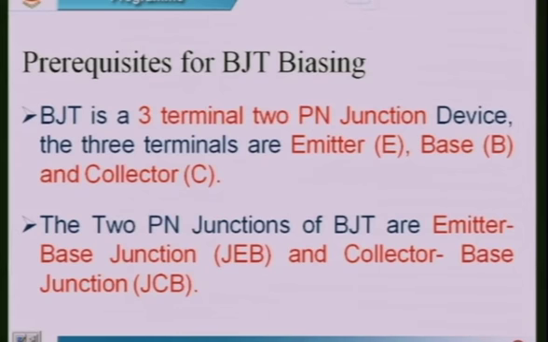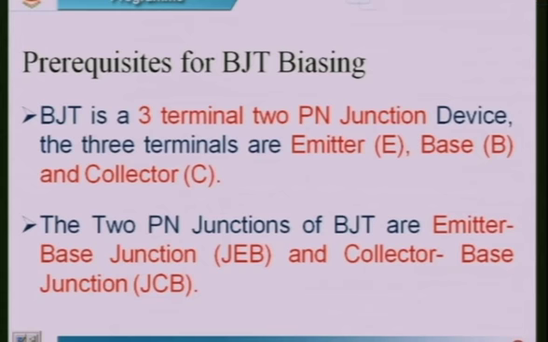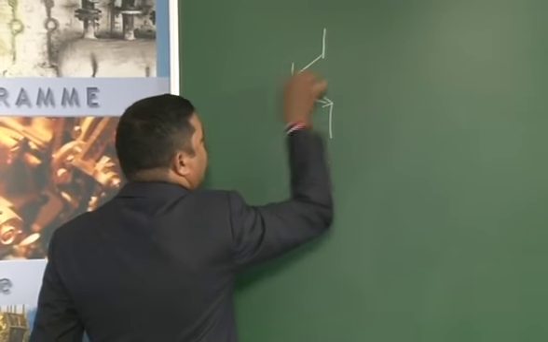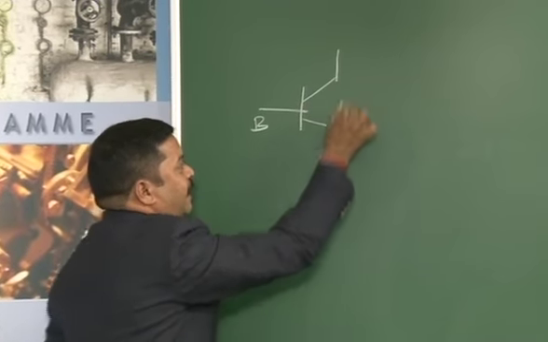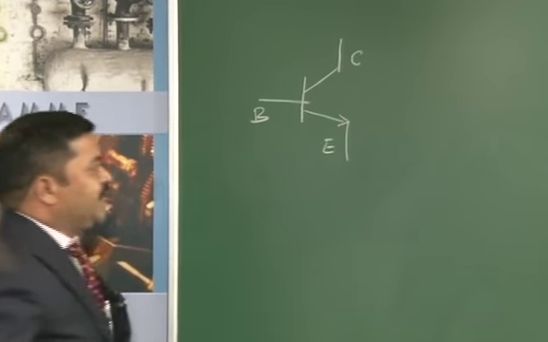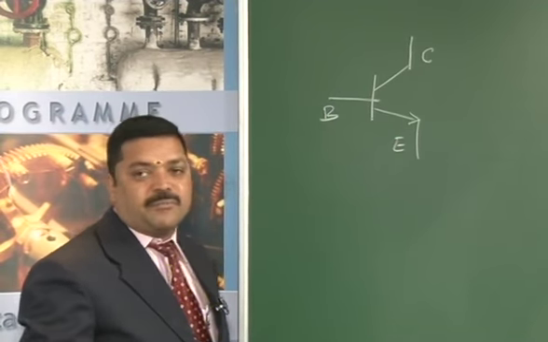As we know, BJT is a three terminal, two PN junction semiconducting device. It has 3 terminals. They are emitter, base and then collector. Let us take the symbol, all those things on the board. So, the BJT symbol is like this. This is a base, emitter and then collector.